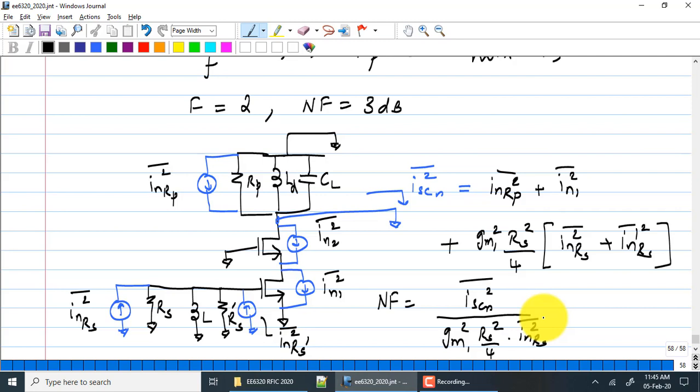What is the definition of noise figure? Total noise at the output. Does it matter whether it's voltage noise or current noise? Doesn't matter. In our case we can take the total short circuit noise and divide it by the short circuit noise into the load. We could also do it with voltage. As you can see, any impedance here will only scale all noise voltages by the same square term. So divide that over the noise at the output due to RS alone, which is basically Gm1 squared RS squared by 4 times that. That's all. Okay. Please simplify this.